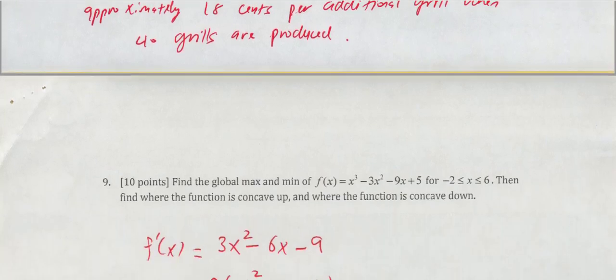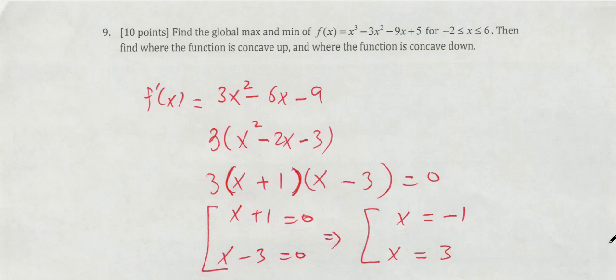The next question. Find the global max and min of this function on this interval, and then find where the function is concave up and where the function is concave down. Now, to find global max and min, again I have to get the critical points.